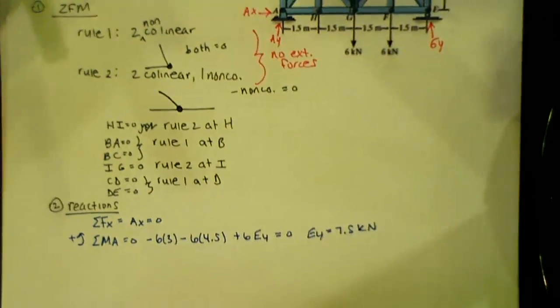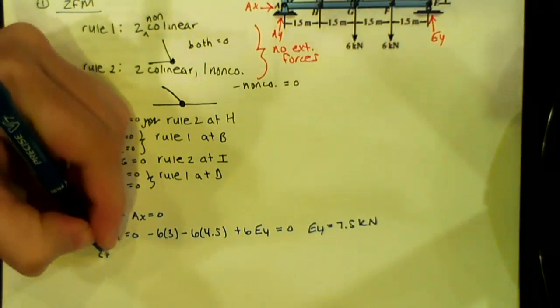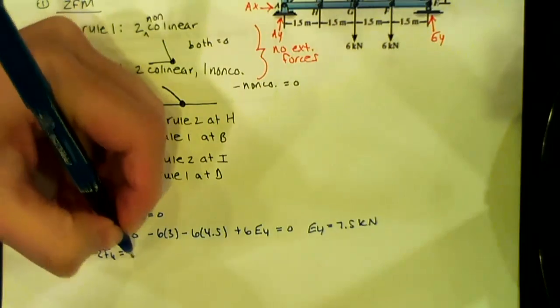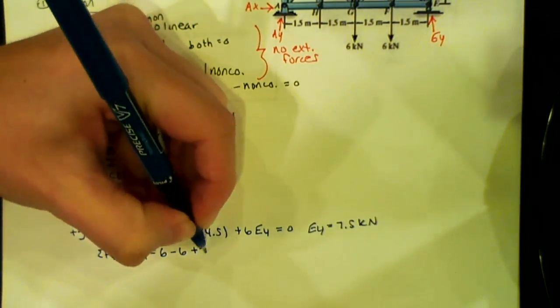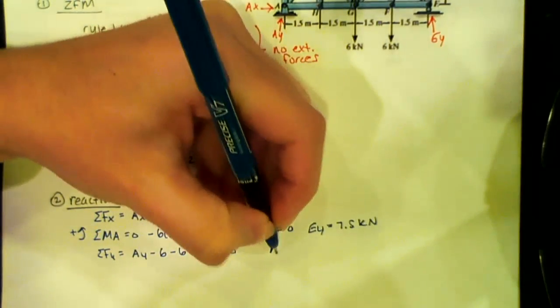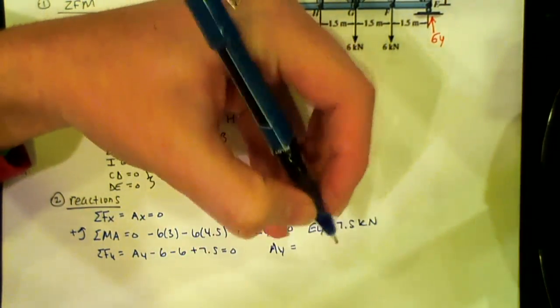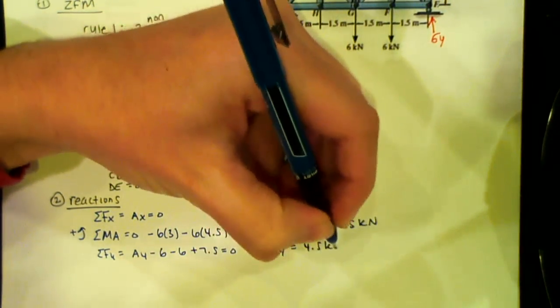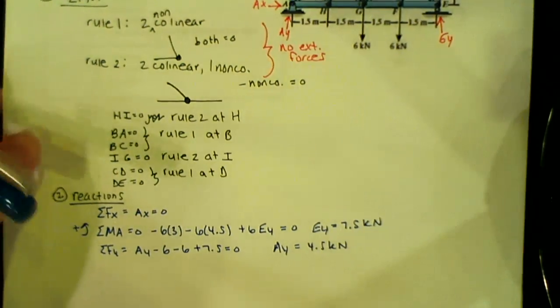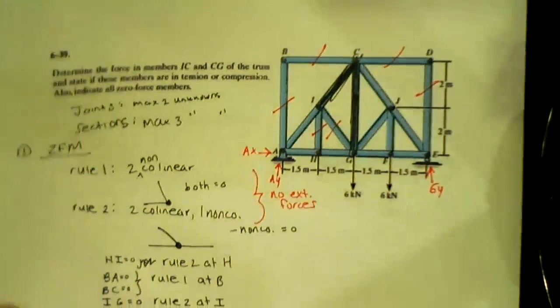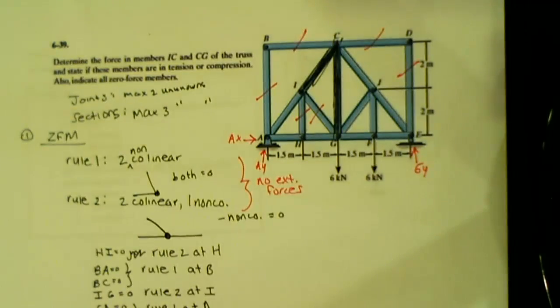Now that I have that, I can do sum of forces in y. So I have AY minus 6 plus 7.5 equal to 0. AY is 4.5 kilonewtons. All right, so we found our reactions. Now what should we do? Good. Ideally, we want to cut through our two unknowns. That's the quickest way to find them.